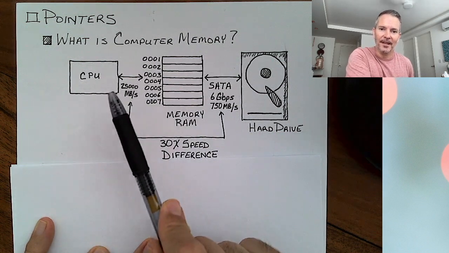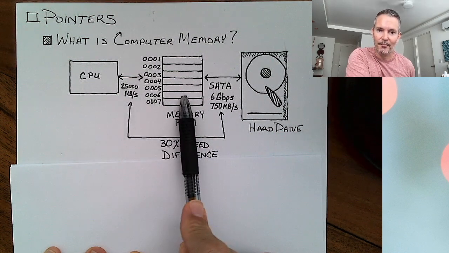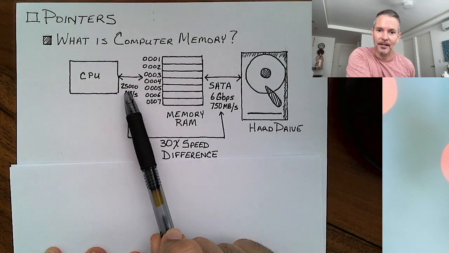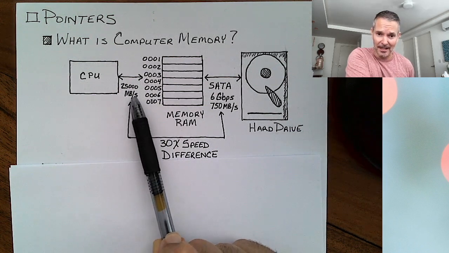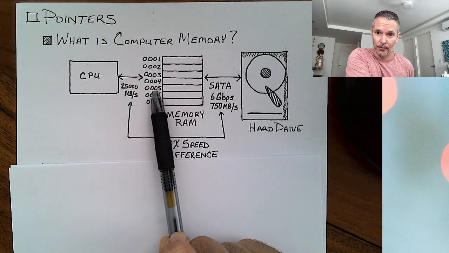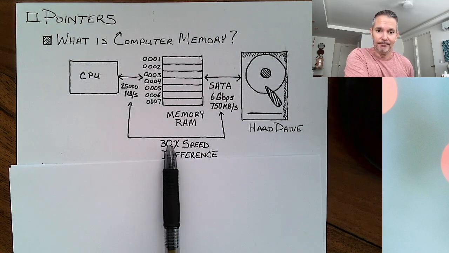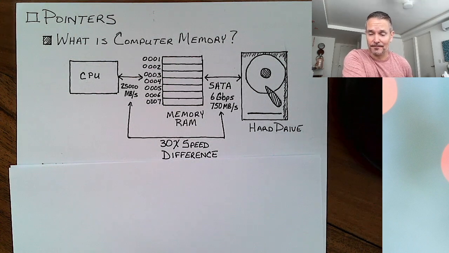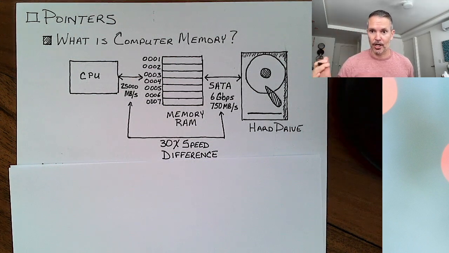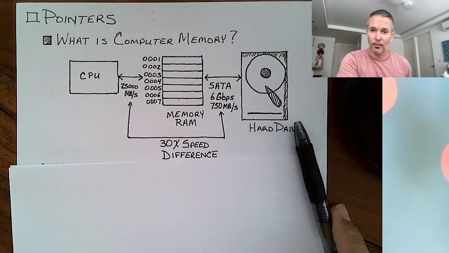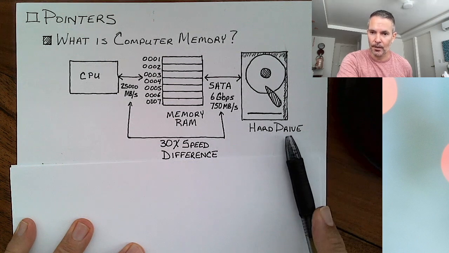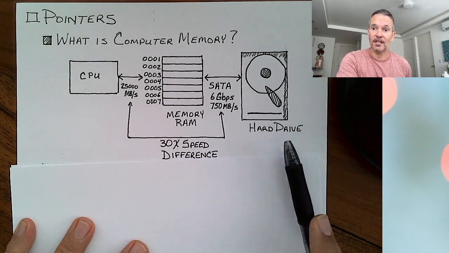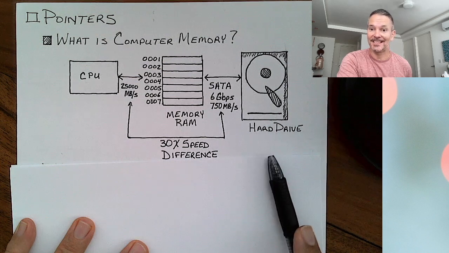Compare that with the connection between the CPU and the memory, where we can get close to 25,000 megabits per second of data being moved back and forth between the two. That means the memory is about 30 times faster than reading from your hard drive. Now, you may have heard that a lot of modern computers don't really have spinning disks, optical hard drives anymore. They now have something called solid-state drives, SSDs.